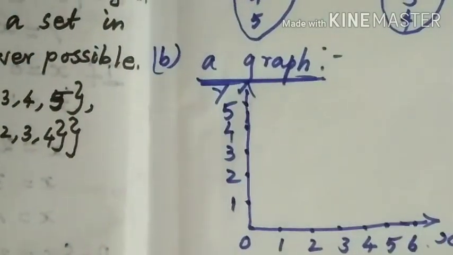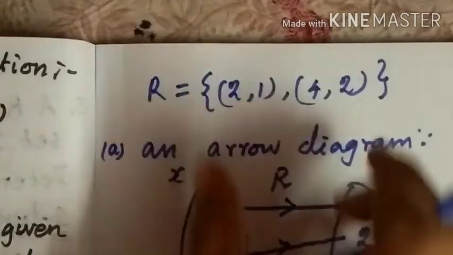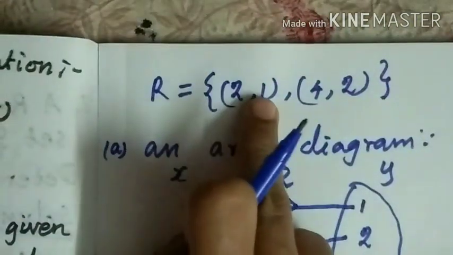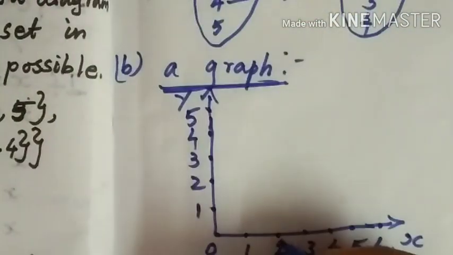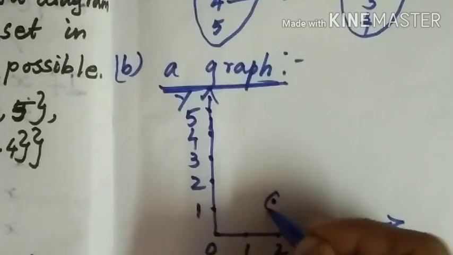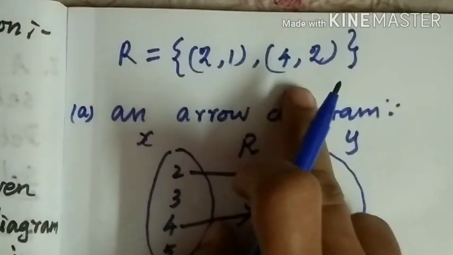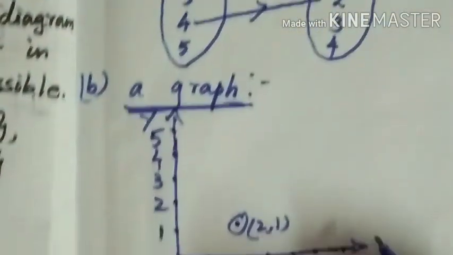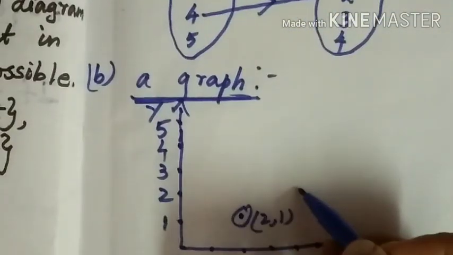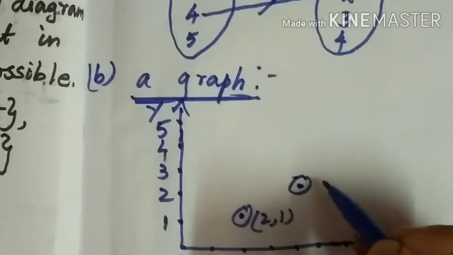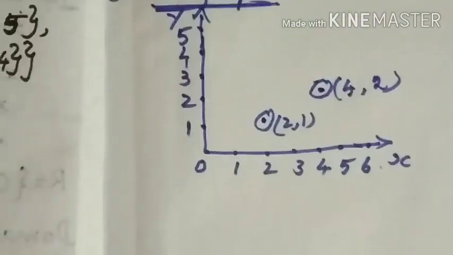Now you plot this relation's pairs alone. One is 2, 1. In x-axis 2, y-axis 1, that is 2, 1. Then the next ordered pair of the relation, 4, 2. In x-axis 4, y-axis 2. That is 4, 2. That's all. This is representation by a graph.